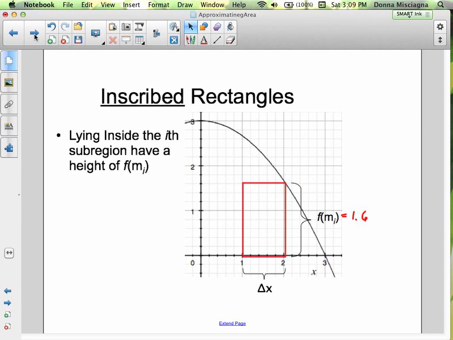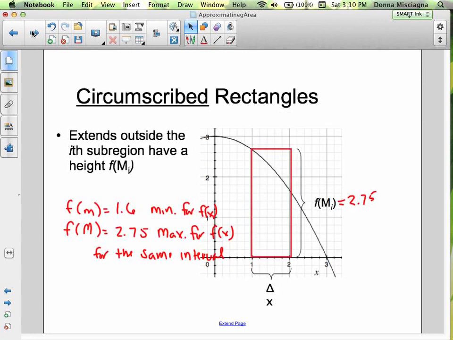But maybe I don't want the minimum value. Maybe I want the maximum value. All right, so now I have a circumscribed rectangle, because I want my rectangle to end at the largest value in the interval. So my f little m, f min, was 1.6. So if I use 1.6, that will be the height of my rectangle. If I decide to use the maximum value, it's going to be 2.75. It's going to be the value of the function. And that's for the same interval.